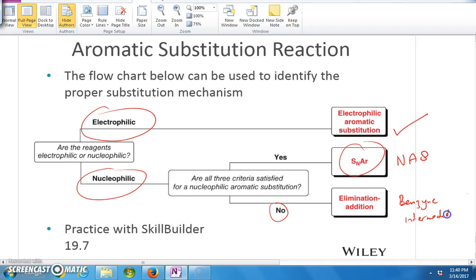Okay, don't forget, for a nucleophilic aromatic substitution to occur, three conditions must be met. First, you need to have a nucleophile. Second, you need to have a leaving group. And third, you need to have an electron withdrawing group in the ortho or the para positions.